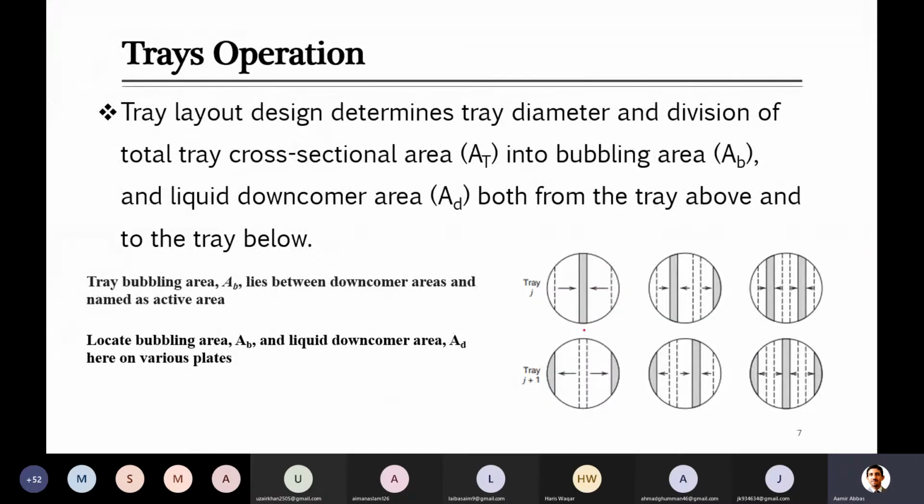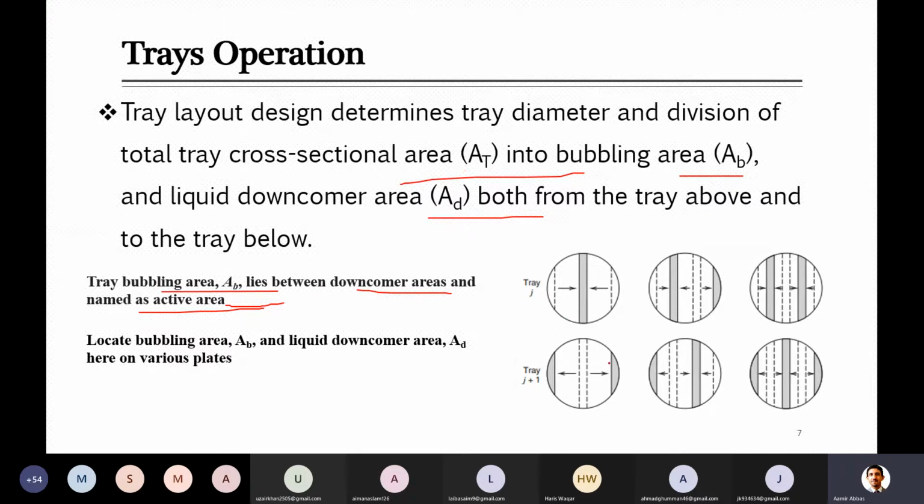So this bubbling area is the area where liquid-vapor contact takes place, and due to this we call it the active area, where this activity of mass transfer takes place. You just have to subtract the downcomer area from the total area, or we can say that downcomer area plus bubbling area is equal to the total area of the tray.